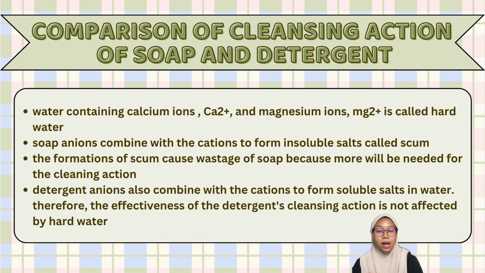Water that contains magnesium ion and calcium ion is called hard water. Soap anions combine with cations to form insoluble salt called scum. The formation of scum causes wastage of soap because more will be needed for cleansing action. Detergent anions also combine with the cations, but form soluble salts in water. Therefore, the effectiveness of detergent cleansing action is not affected by hard water.